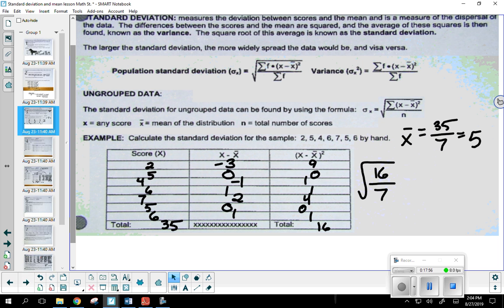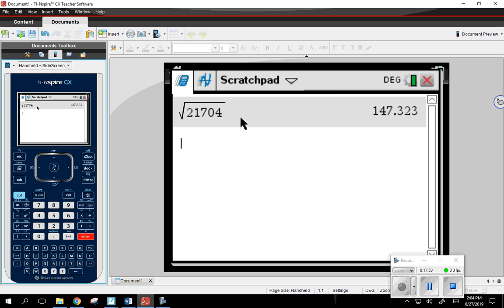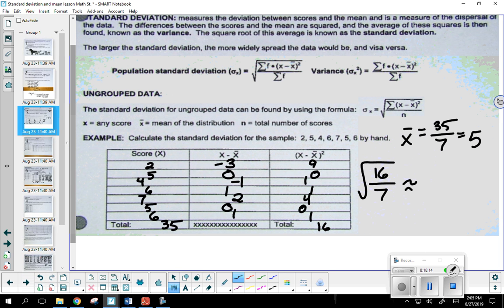So let's see what that is. The square root of 16/7. Again, I like to use the fraction template here, but you don't have to do that. 16 divided by 7, and I'm getting about 1.51. So about 1.51. That's my standard deviation.